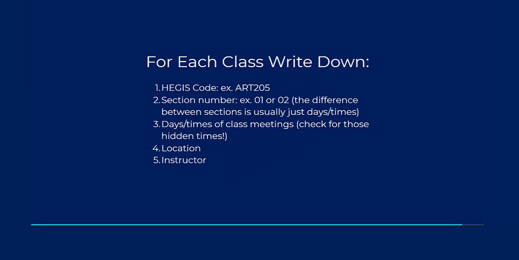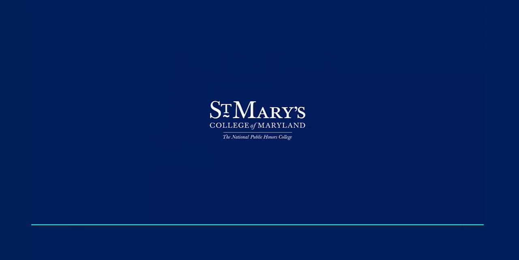As you look at your class options, make sure to write down all of the details of any potential class you may want to take. This should include the Hegis code, course number, section number, days and times of class meetings, the location, and instructor. This will allow you to build out your schedule and make sure your classes fit well together.